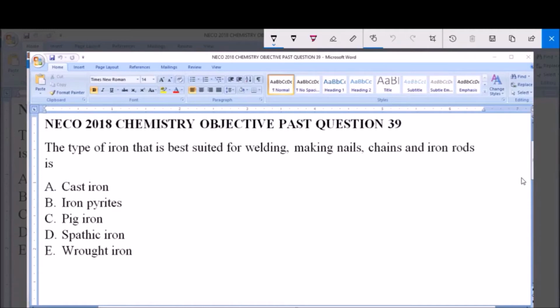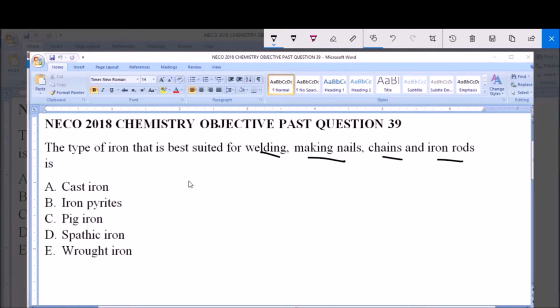So we're asked for the type of iron that is best suited for some specific purposes here, such as welding, making of nails, chains and iron rods. Now let's look at each of the options and what they are used for, and then see which one best suits the description given to us in the question. Now option A, which is cast iron.